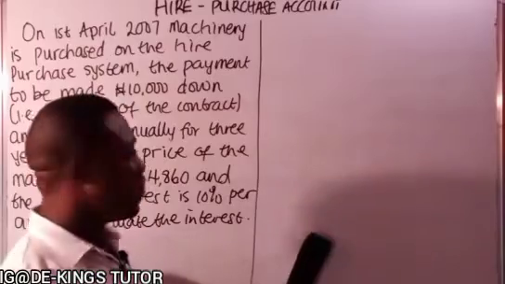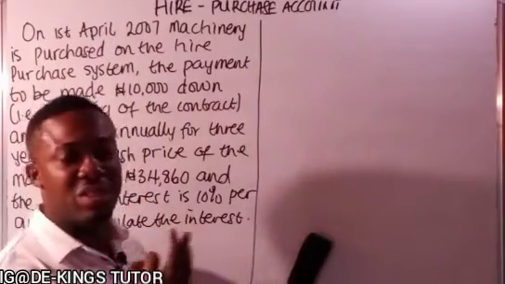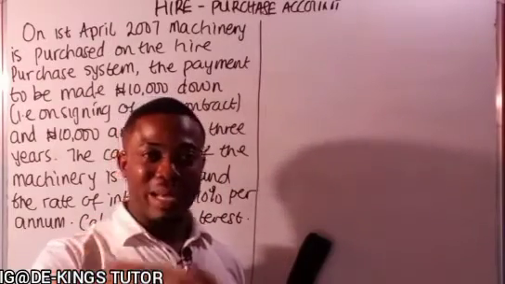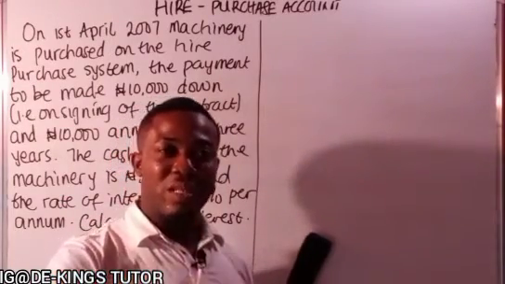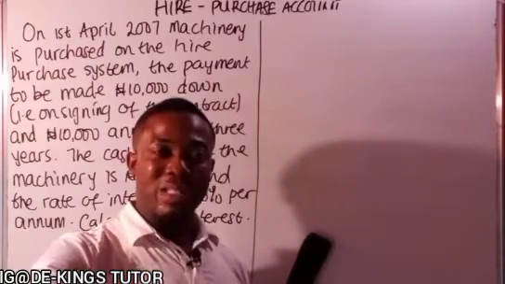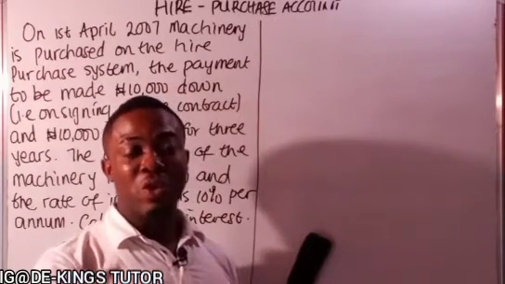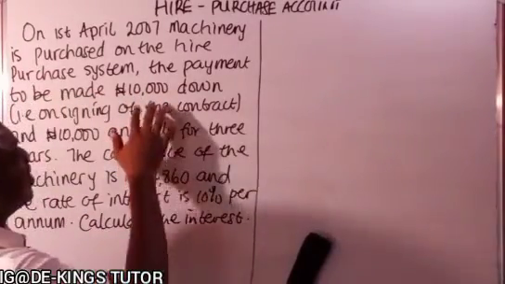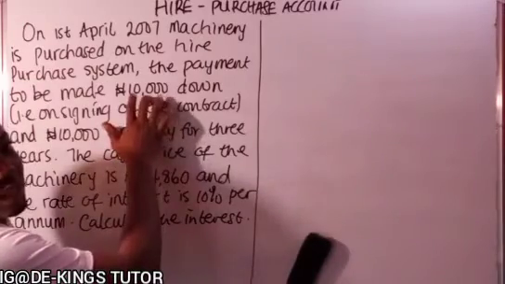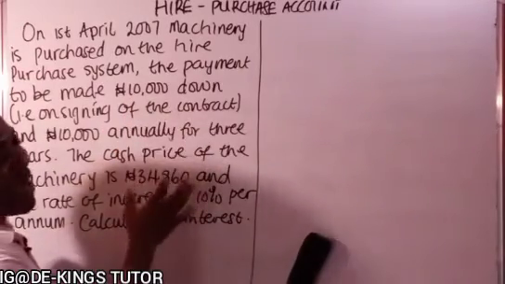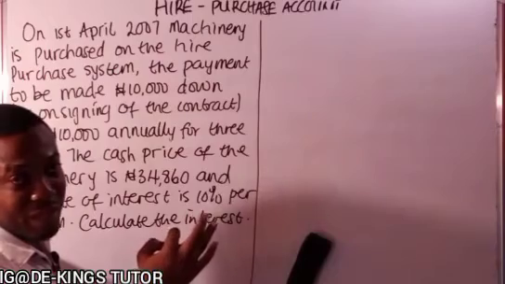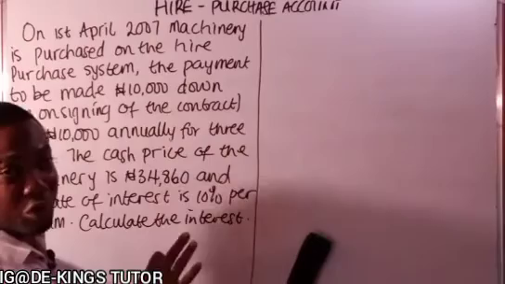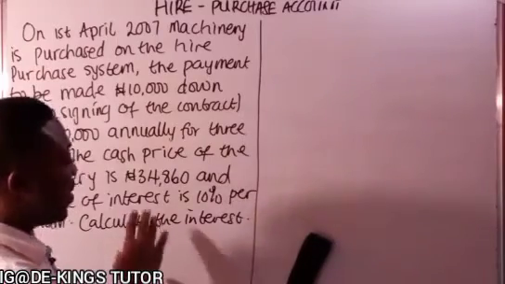Now, this interest is on the remaining amount that was not paid, so it will be added to the amount remaining, and the hirer will pay it along with his instalment amount. So first, we have to deduct the amount that was paid, the initial deposit, from the cash price of the machinery. That's the first thing you should do before you start applying the interest.